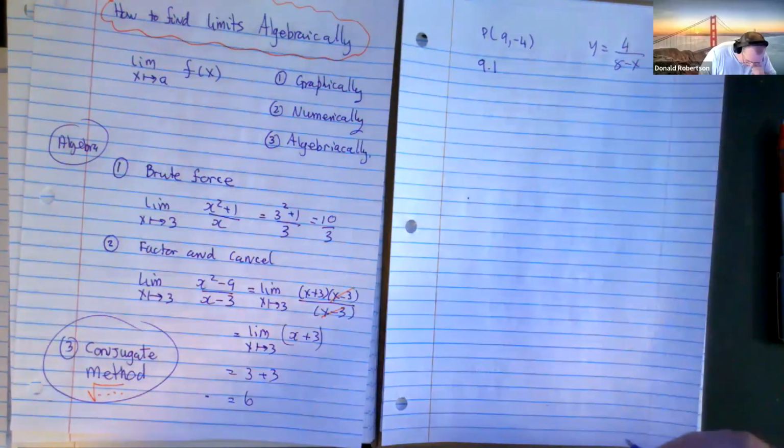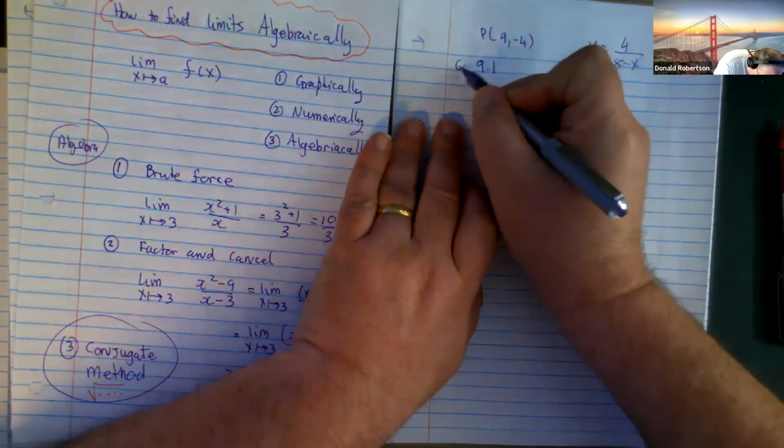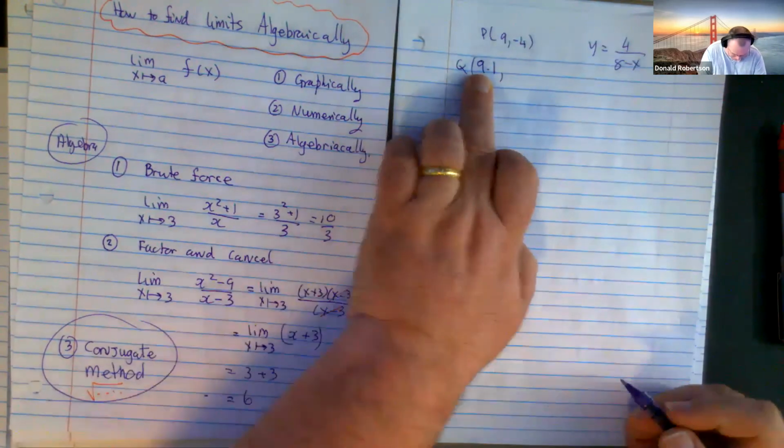So let me write the number down. They're looking at x equals 9.1, right? And P happens to be 9, negative 4, and the function is 4 over 8 minus x. I'm now going to go on the white screen and I'll show you as best I can how I would fix that. So I need to know Q. Well, at least I got the first guy right.